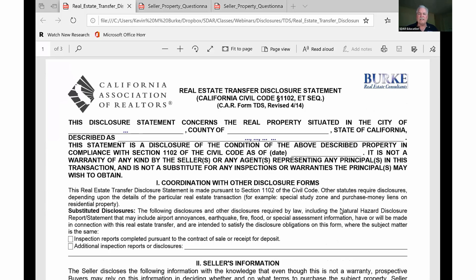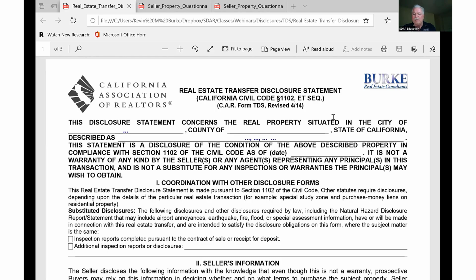You will notice on the TDS, it says Civil Code 1102, et seq., which means and following. So it's going to be 1102.3, .4, .5. Okay. And this is the transfer disclosure statement. This is one of the most powerful disclosure statements, one of the most powerful documents in California as far as the seller's requirement of disclosing. This is a form that is in the statute. If you go to Civil Code 1102, you will see this form.